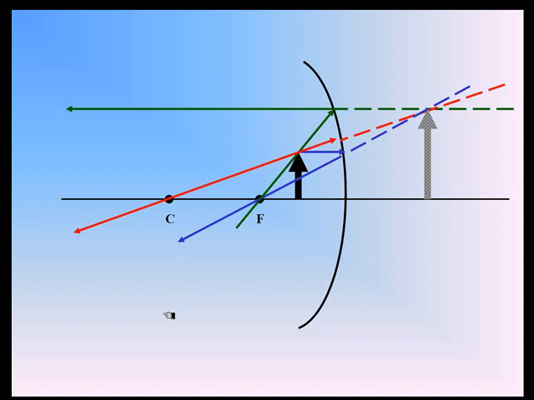And of course, looking into a spoon and looking at your nose reflected on the spoon, you can see these different types of images. As you move further and closer to the spoon, sometimes you'll see a magnified image, and sometimes you'll see a smaller image that's upside down, and sometimes you'll see a larger image that is upside down, depending on where your nose is relative to the focal point of the spoon.